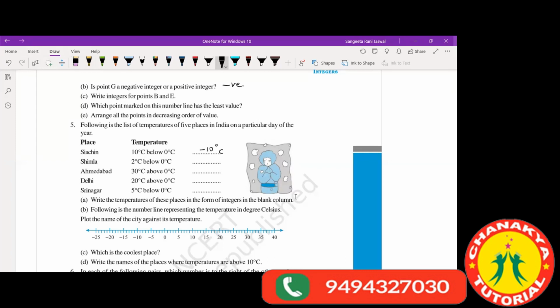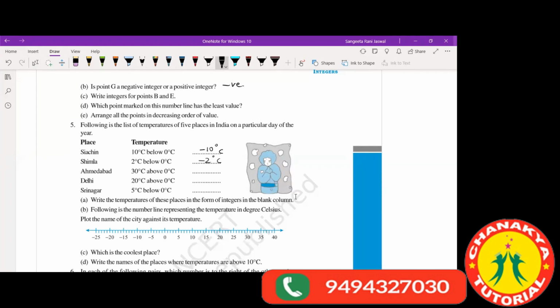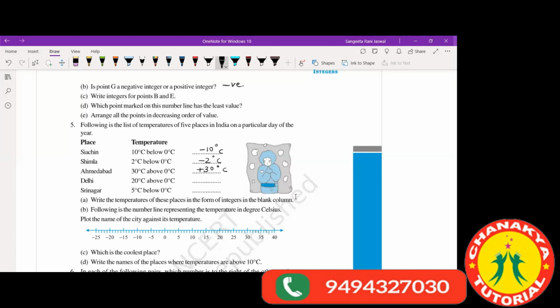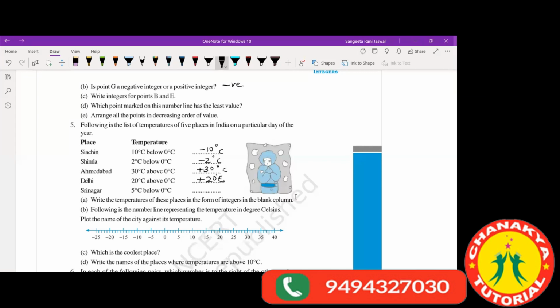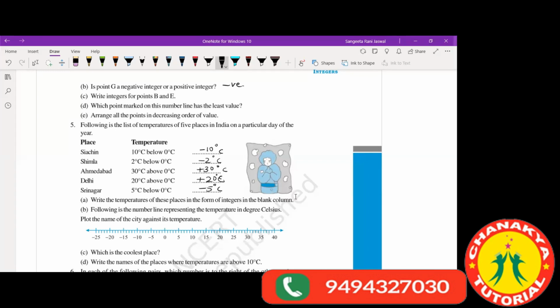Okay, very good. 2 degrees below 0 degrees, Neha? Ma'am, -2. -2 degrees. Next, Bhavesh, what is this? 30 degrees above 0 degrees, +30. Okay, Adya, 20 degrees above 0 degrees, +20. Okay, that's nice. Okay, 5 degrees below 0 degrees, Neha? Ma'am, -5 degrees. Okay. Write the temperatures of these places in the form of integers in the blank column.